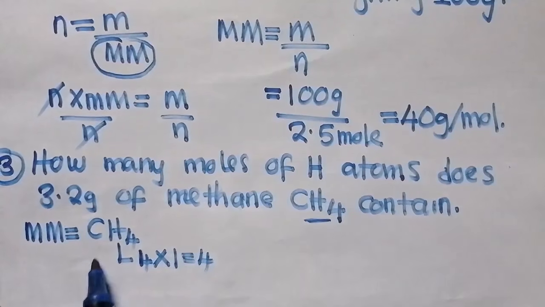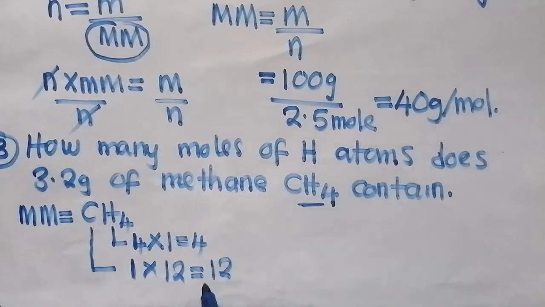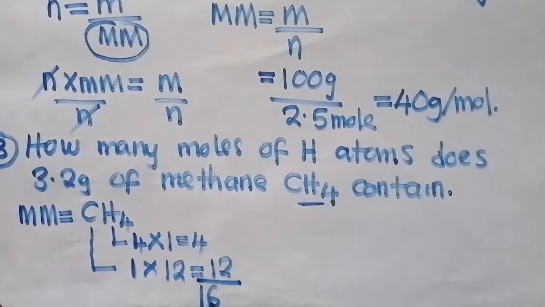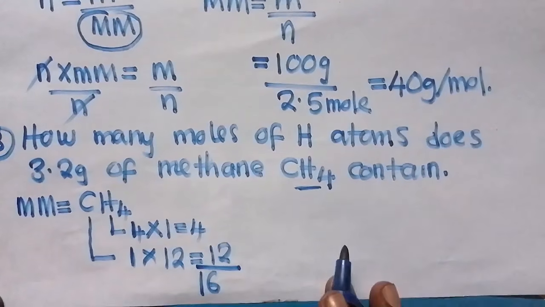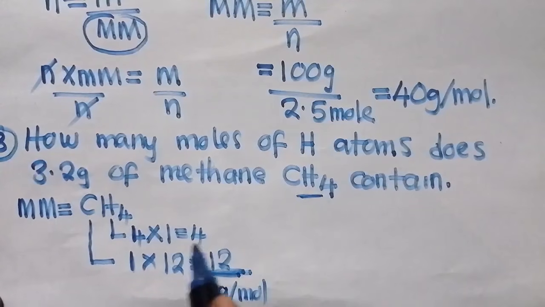Then we go to carbon. How many atoms? It's 1 times, what is the mass number? 12, which is equal to 12. When you add these two, what you're going to have is 16 grams per mole. When you add 4 plus 12, you're going to have 16 grams per mole. This is the molar mass. So you've calculated the molar mass.